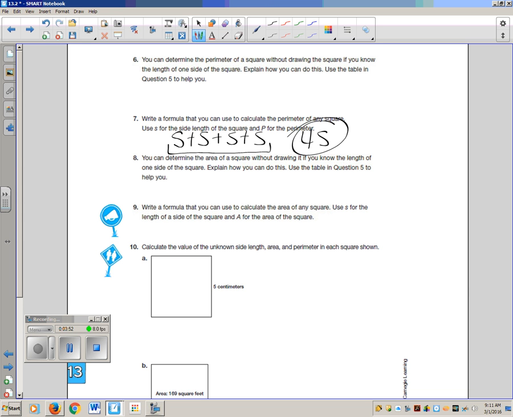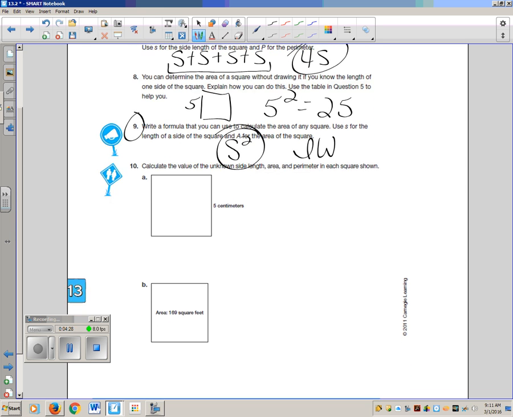Number 8, you can determine the area of a square without drawing it if you know the length of one side of the square. Explain how you can do this. For example, and then number 9, write the formula. If one side is 5, the other one's 5. So this would be 5 squared, which is 25. The formula, I'm just multiplying the side times itself. Side squared, you're going to see it written that way a lot. This will get you the right answer, length times width, because it's the same.